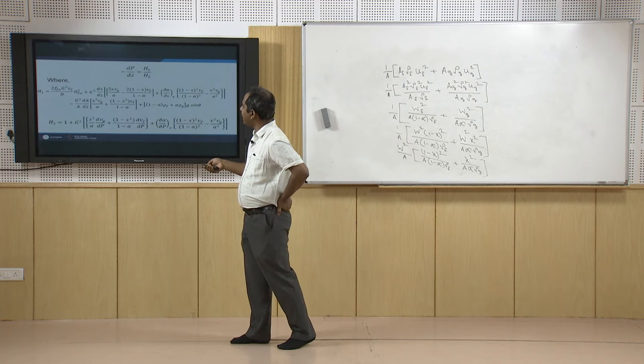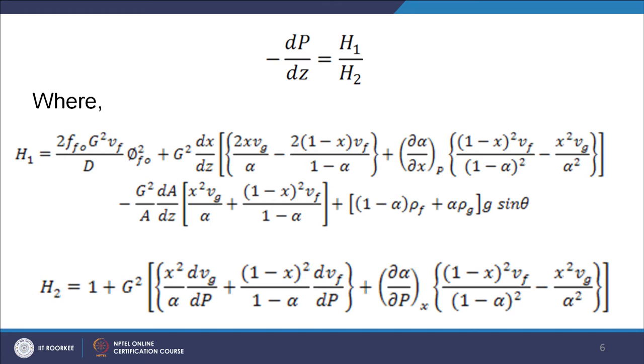in the denominator we are having 1, okay, plus this term. This term is actually due to the differentiation with respect to pressure. You see this x square by alpha remains over there. So, this is d/dp of Vg. Okay, so, we had Vg, once we do d/dp, we will be having d/dp of Vg. Similarly, here we are having d/dp of Vf.